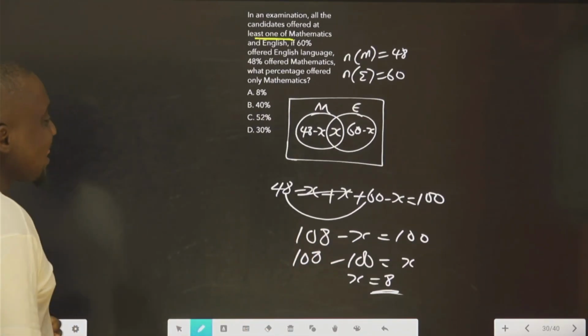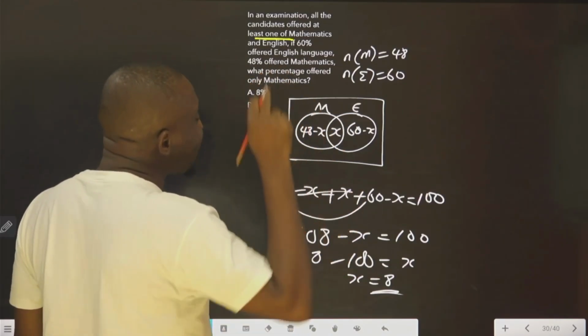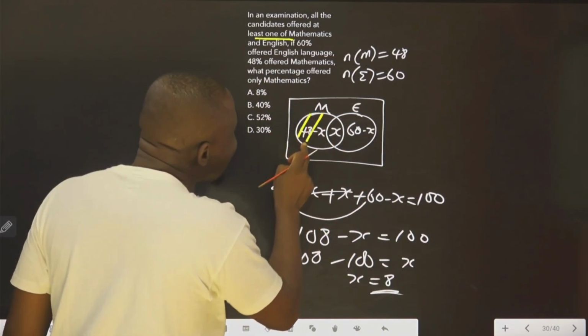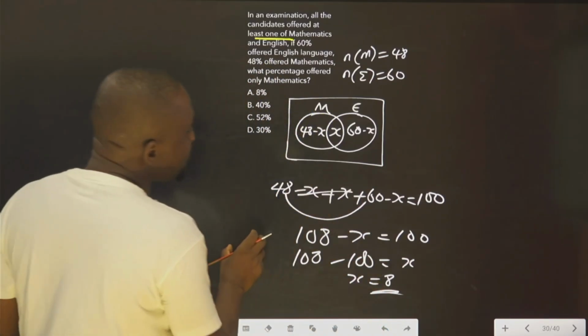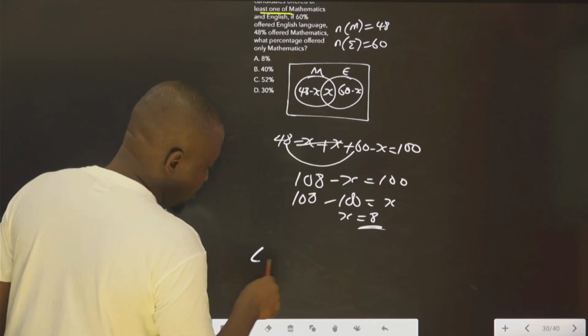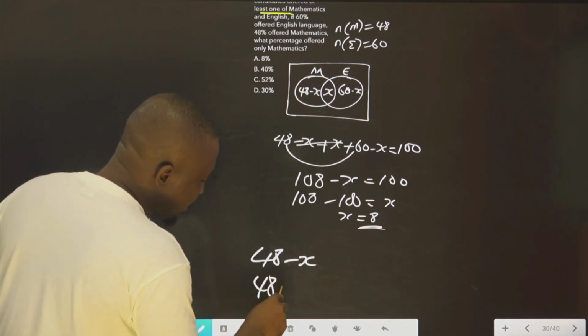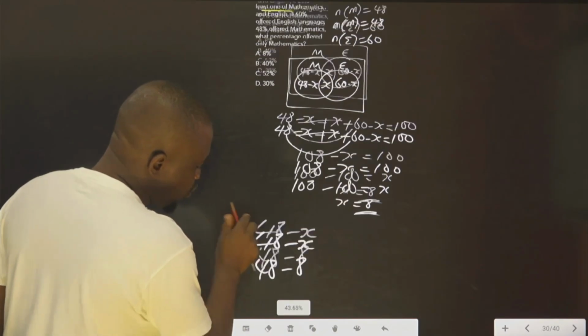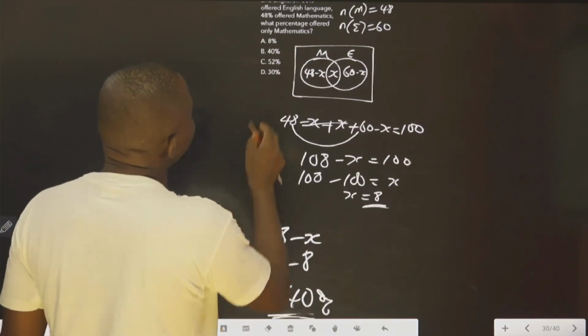Now we have 8. The number of students offering mathematics only is this area. Math only, no intersection. That is 48 minus x. So what is x? x is 8, which gives 40%. So 40% is the answer.